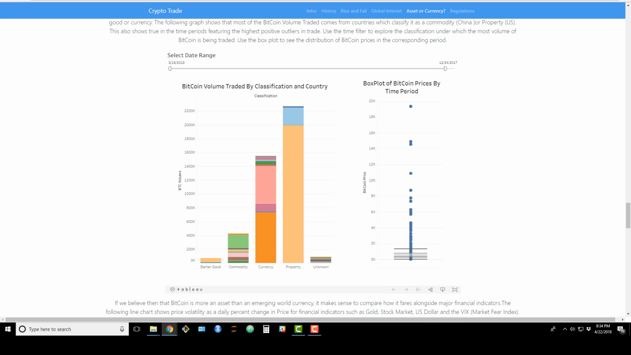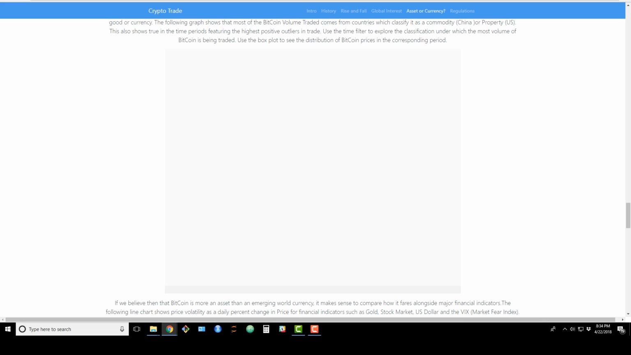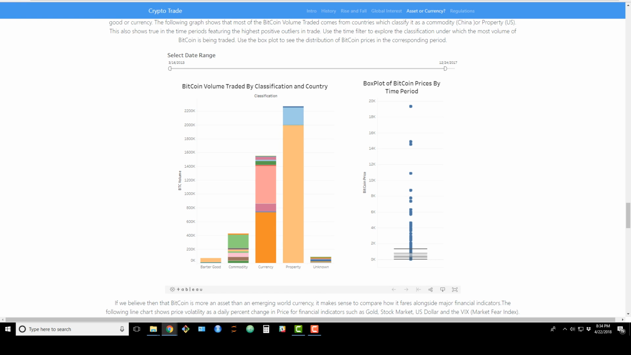And here you can see how much volume is traded based on how the country classifies the legal status of Bitcoin for tax treatment. Most countries actually do classify Bitcoin as a currency, but the US, who's been the most active country in Bitcoin trading, classifies Bitcoin as a property, which means that every time you buy or sell Bitcoin, it's subject to capital gains taxes.